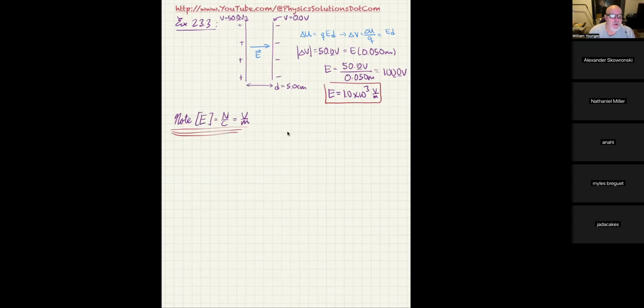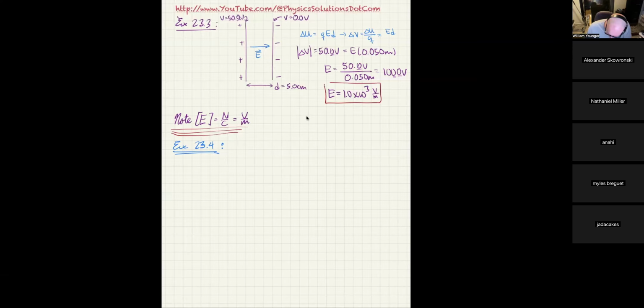Now we're going on to an example. I still got plenty of time. We're going on to example 23.4. 23.4 says, charged conducting sphere. Determine the potential at a distance r from the center of a charged conducting sphere of radius r0 for A, r greater than r0, B, r equal to r0, and C, r less than r0.